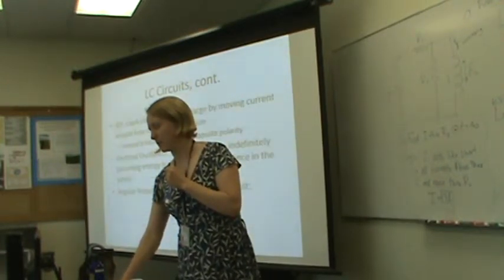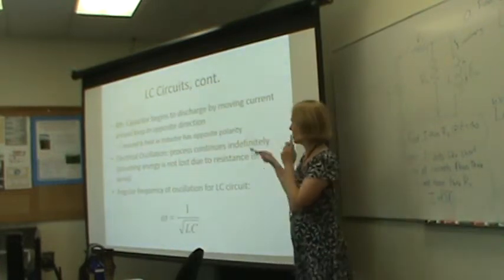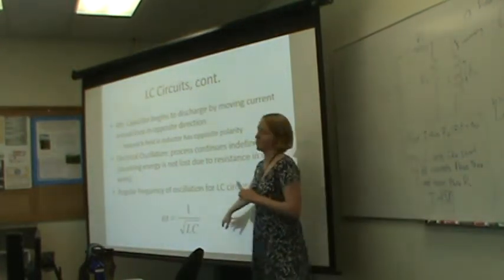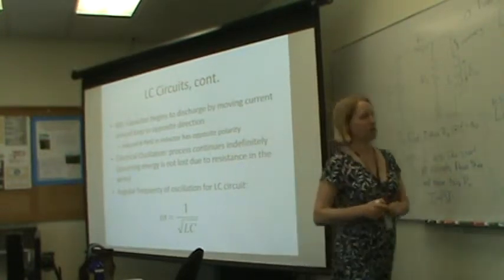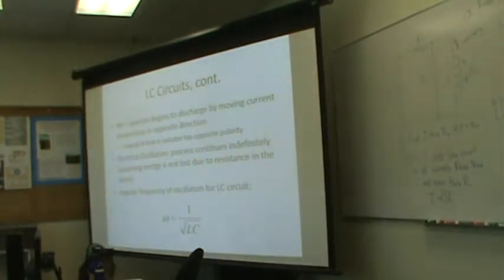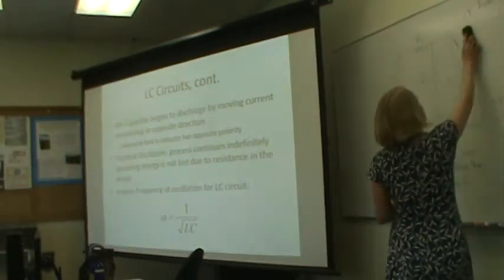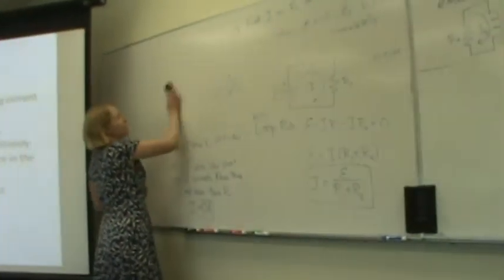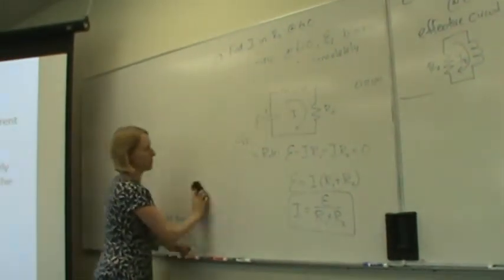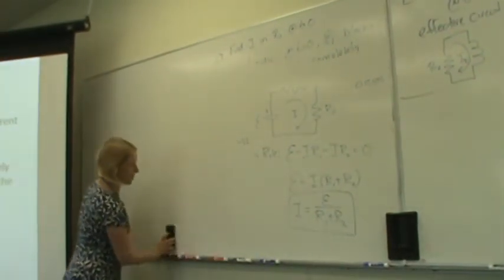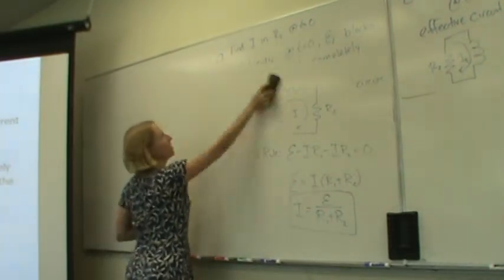I can come back to this in a second. But anyway, the oscillating current that you get can be described with an equation based on the angular frequency. So to refresh our memory on how angular frequency relates to period, does somebody remember how angular frequency relates to period?